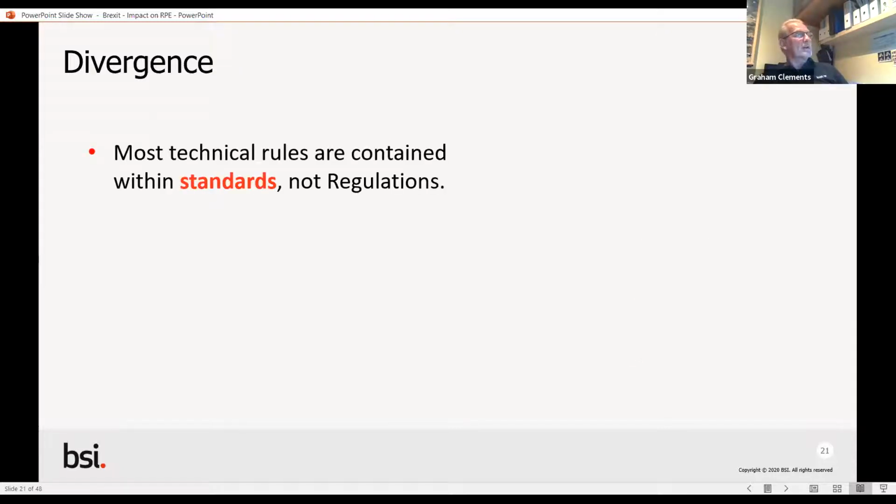Most technical rules are contained within standards, not regulations. And this is a key point. The technical specification is what applies to the product. The regulations just put it in a bigger context of conformity approval. So it's the standard which you test against, if you like.